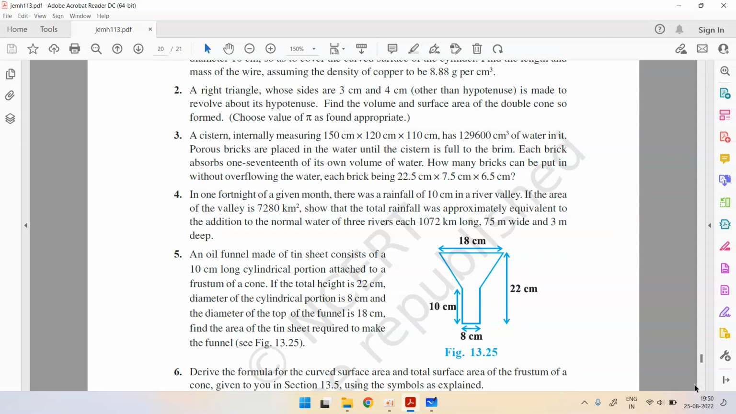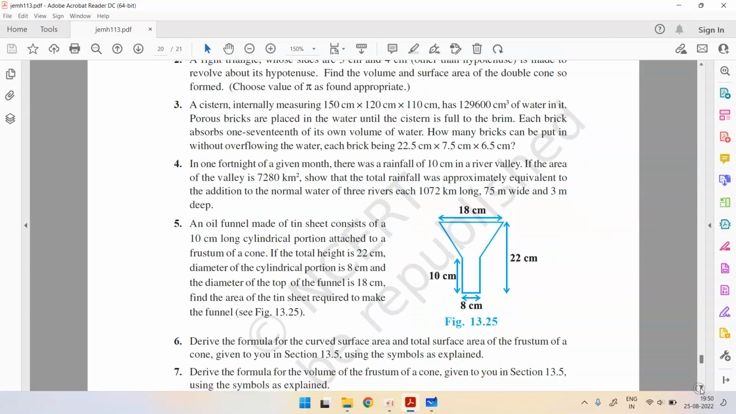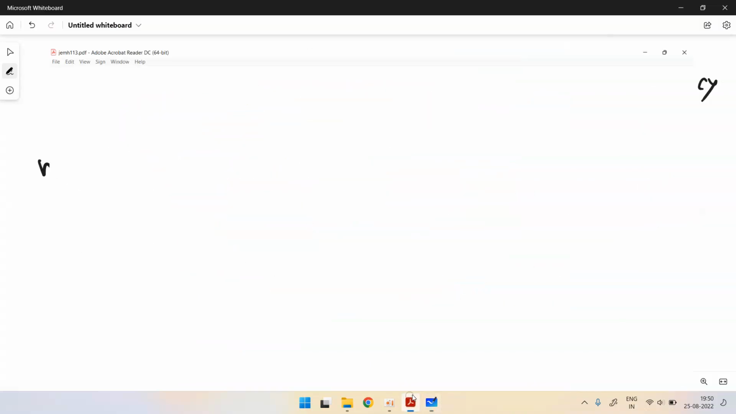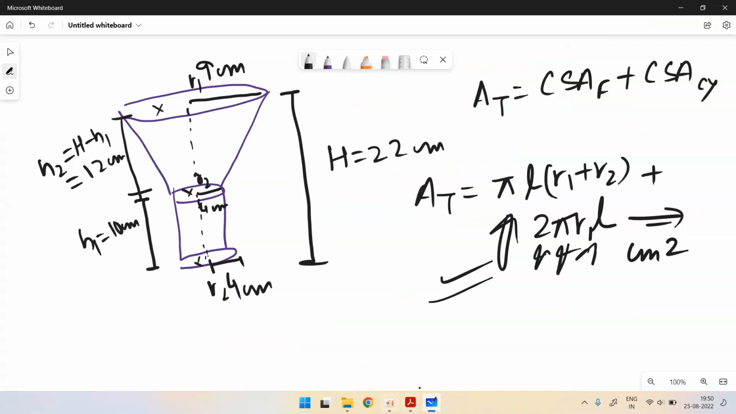Nothing special in this. This will be the area of thin sheet required to make the funnel. Derive the formula of the curved surface area and total surface area of the frustum of a cone given in section 13.5, using the symbols as explained. Derive the formula for the volume of the frustum of a cone using the symbols as explained. Curved surface area, total surface area and volume.